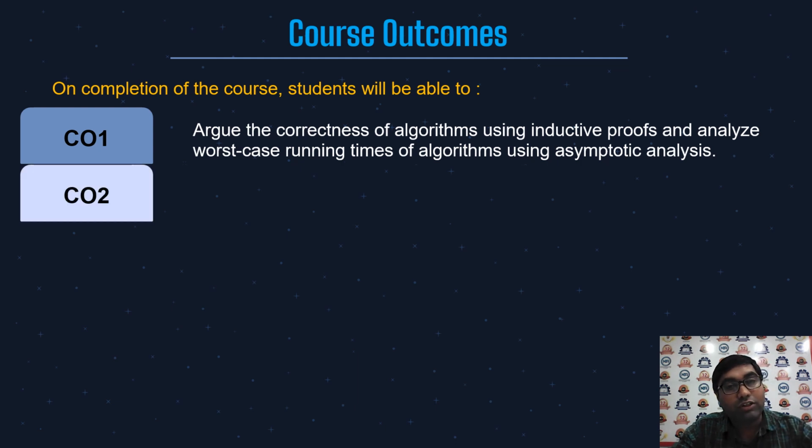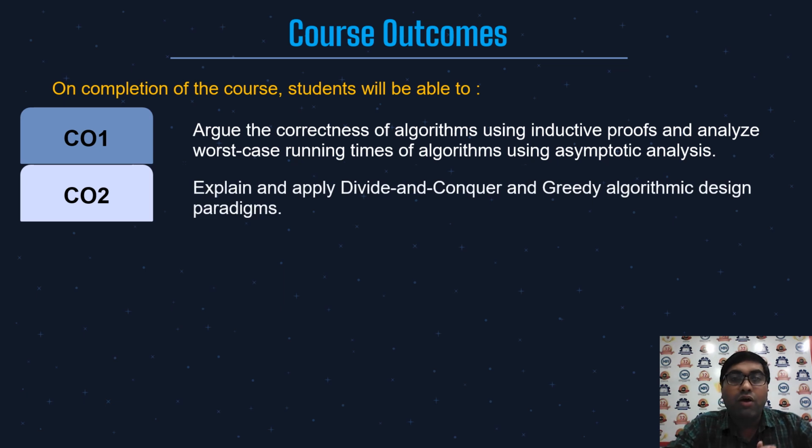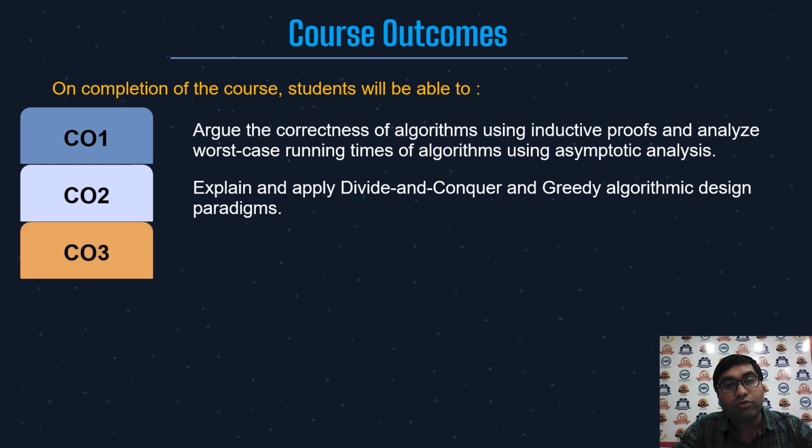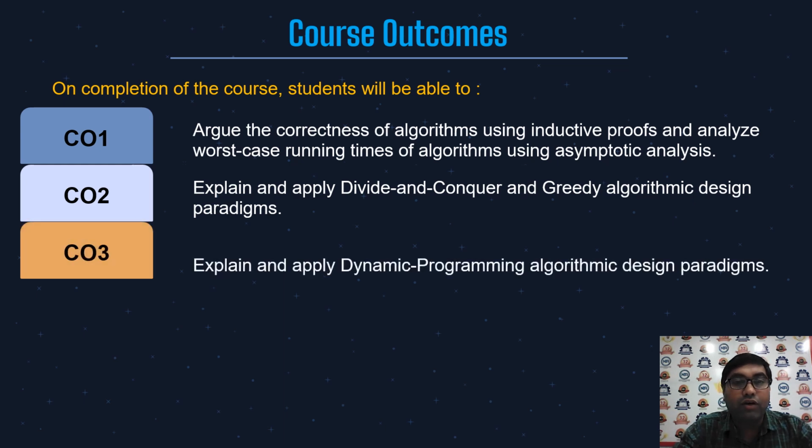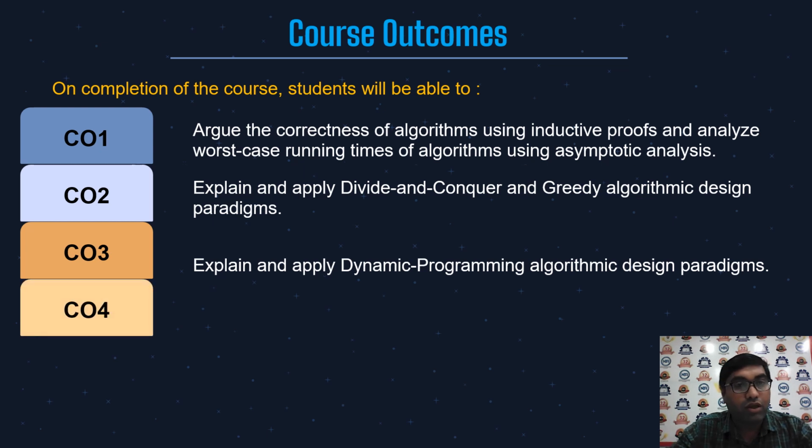The second course outcome is based upon unit number 2, where we have to study the designing of algorithms by using divide and conquer and the greedy algorithm design technique. CO3 is based upon unit number 3, where we have to explain and apply the dynamic programming algorithm design paradigm. So on successful completion of this unit, students will be able to apply the dynamic programming algorithm design technique for any particular problem.